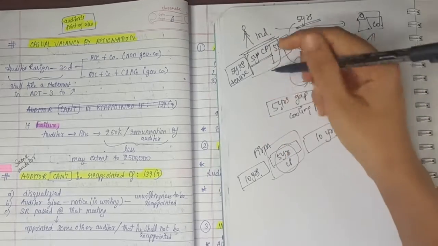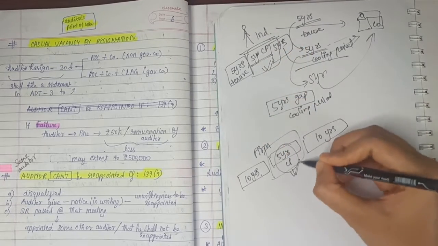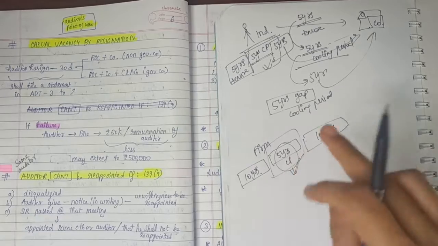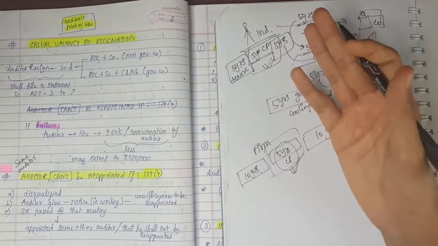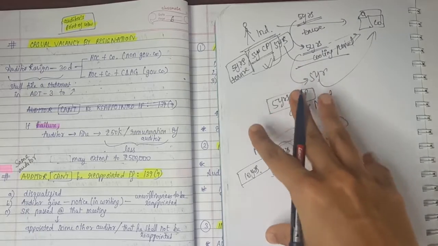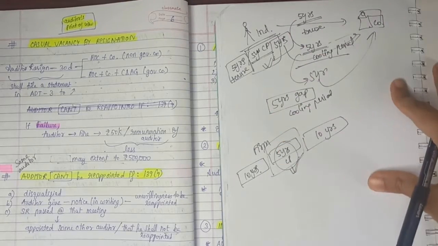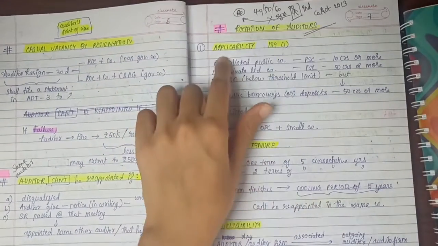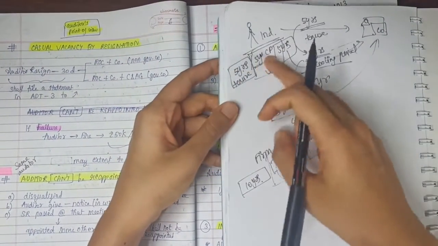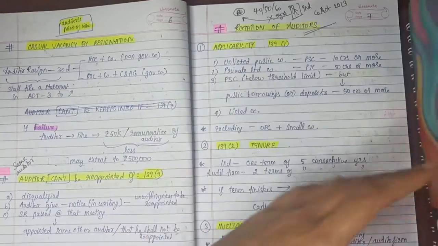So this 5 years cooling period is there, but it is not applicable for every company. It is not necessary that the auditor has to follow this in every company he is going to audit. So what are the companies in which the rotation of auditors is applicable? This concept is known as rotation of auditors.